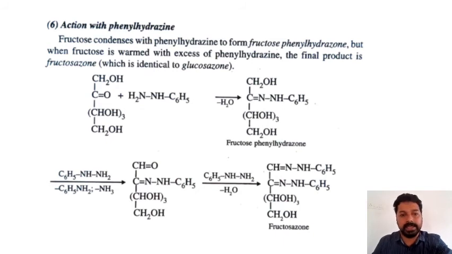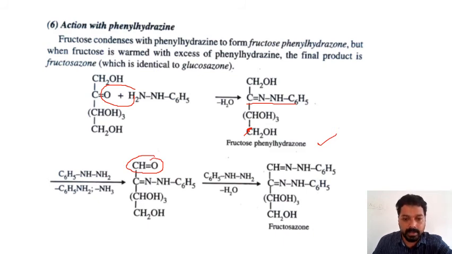Again, with phenylhydrazine, there is a carbonyl group, and it will easily remove a water molecule to form a hydrazone, a kind of imine bond. It forms fructose phenylhydrazone. Further adding phenylhydrazine, the primary alcohol will be converted into an aldehyde group, and with this hydrazine you can have a simple condensation reaction. H2O will be eliminated to get the osazone, that is fructose osazone.